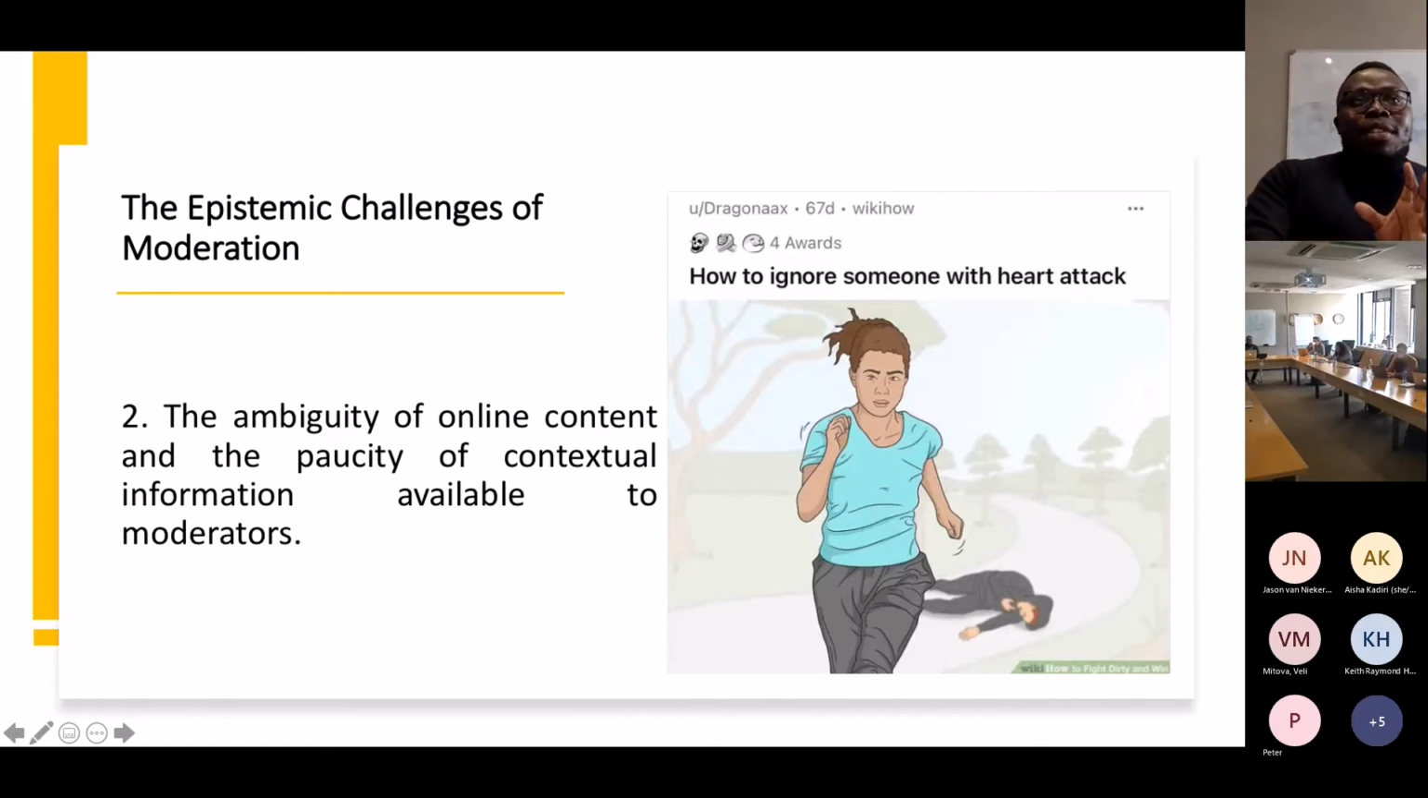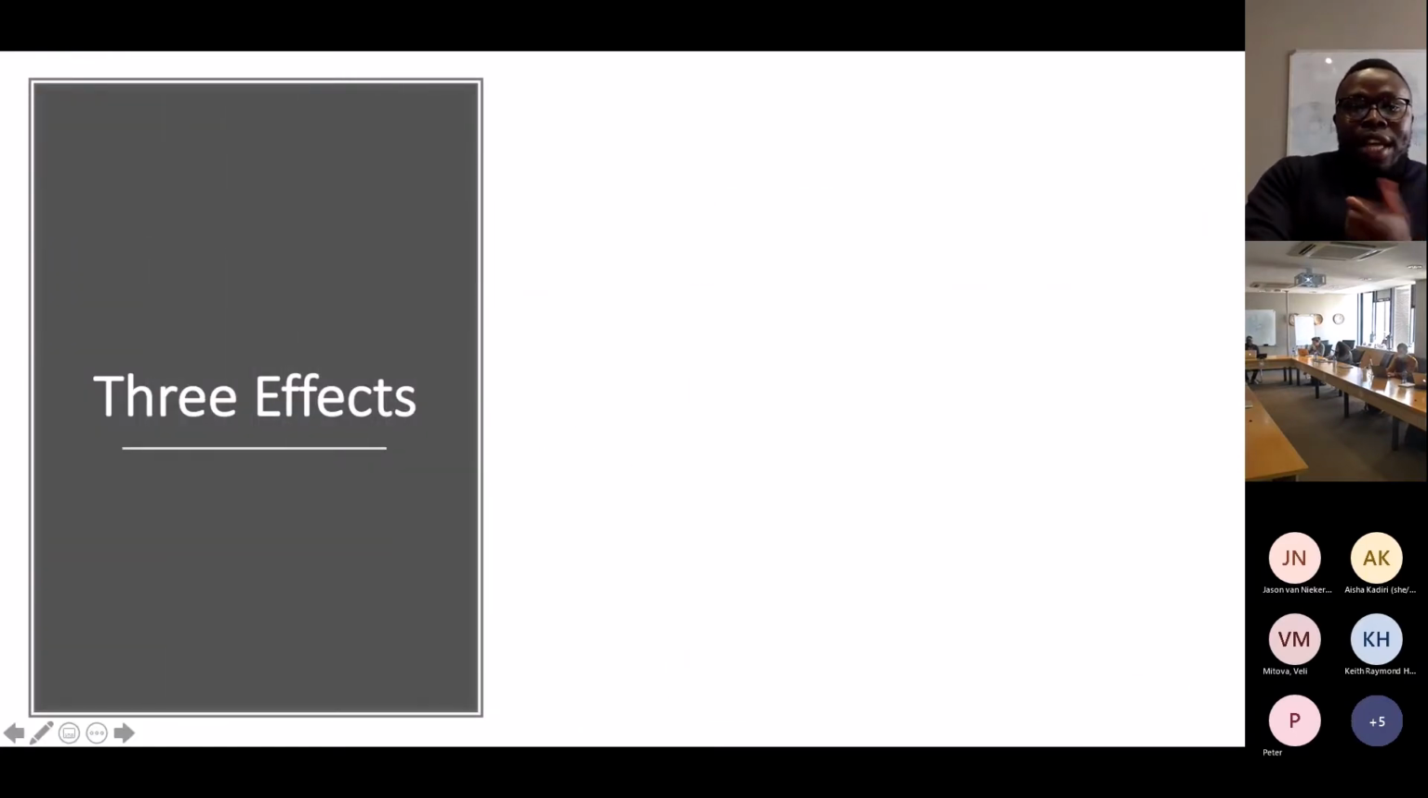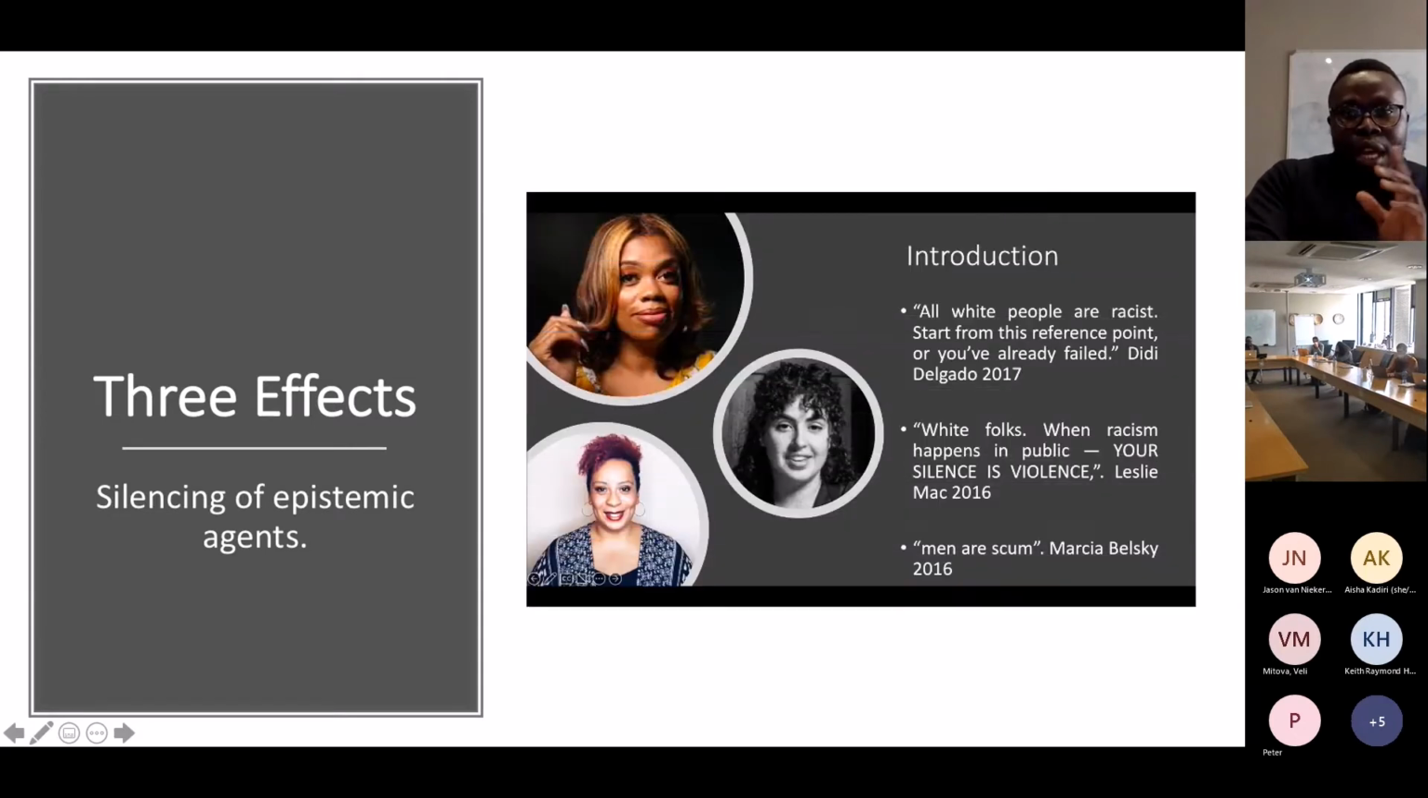Now, from these epistemic challenges of moderation and the nature of moderation itself, right, there are three effects that I have highlighted that this would lead to. The first is that, again, think of the first three cases I considered, the silencing of epistemic agents. These are people that, based on their social reality and condition, are trying to express things about their reality. They get silenced as a result of moderation.